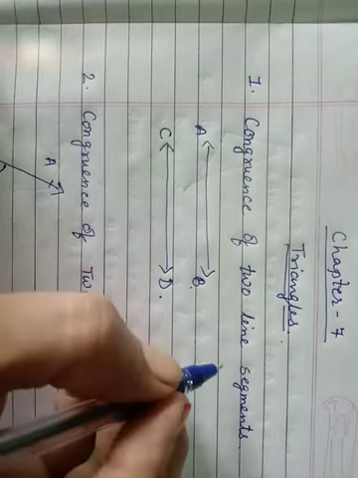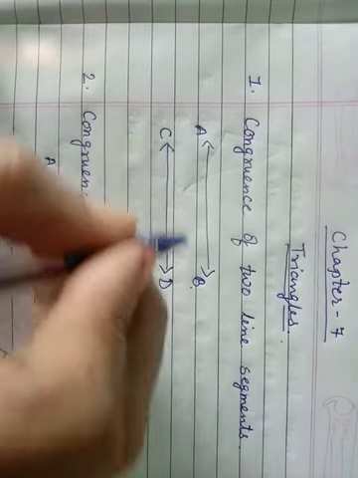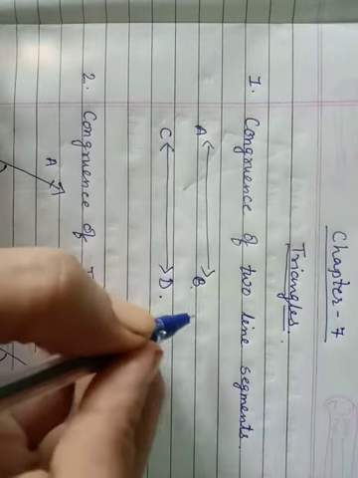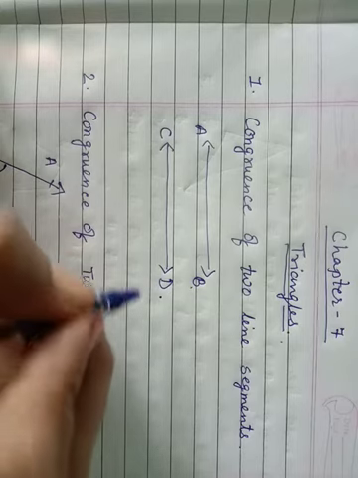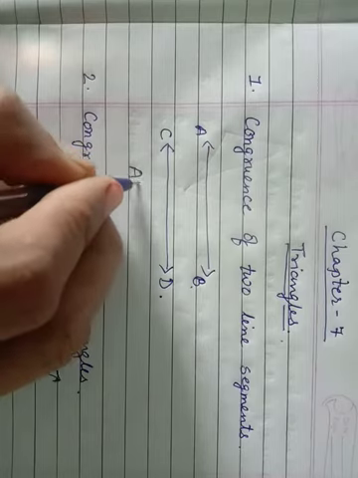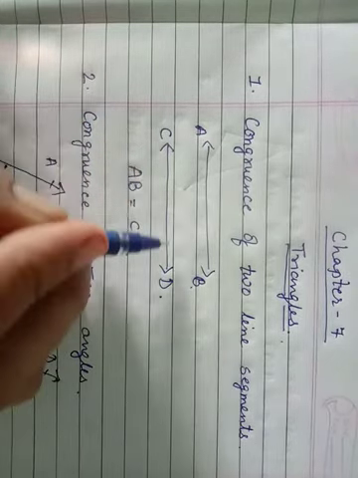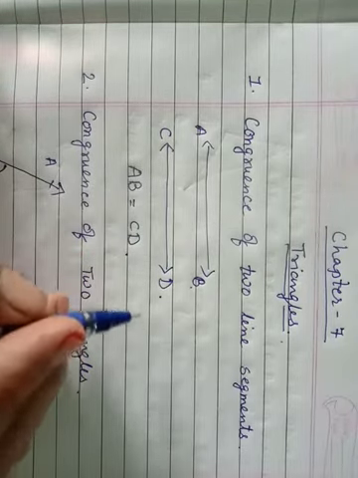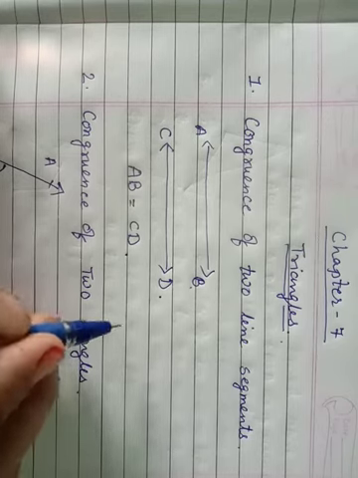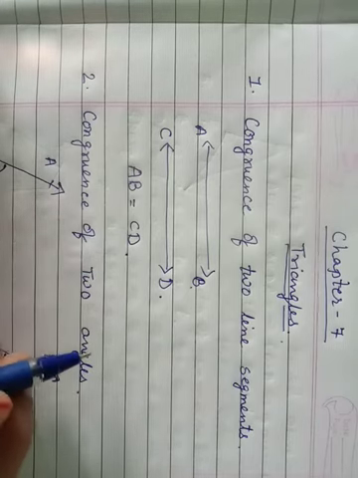Now let us see how two line segments are congruent to each other. So congruence of two line segments like AB and CD. Two line segments are congruent if and only if AB is equal to CD. These are the two line segments AB and CD. So these are congruent if their lengths are equal. Okay, if the lengths of any two line segments are equal, then they are congruent.